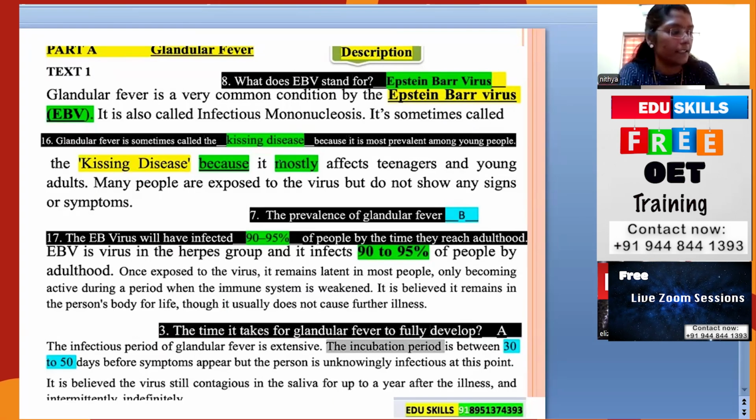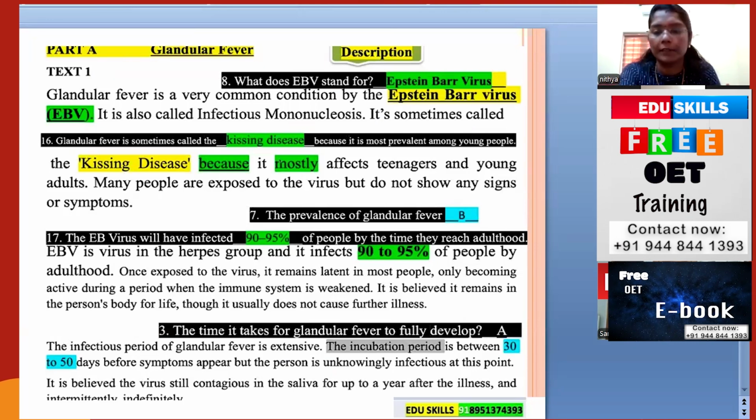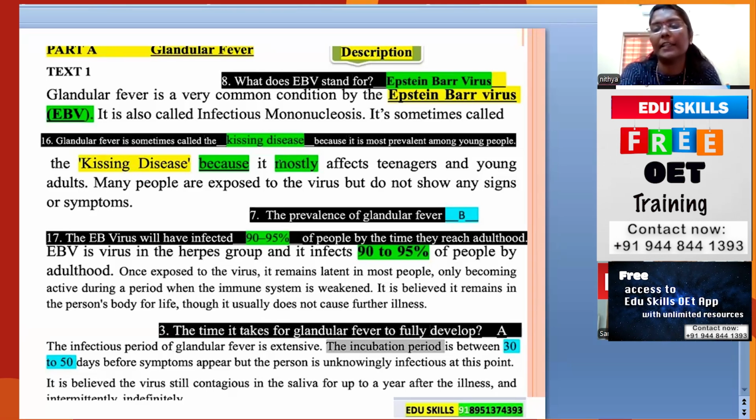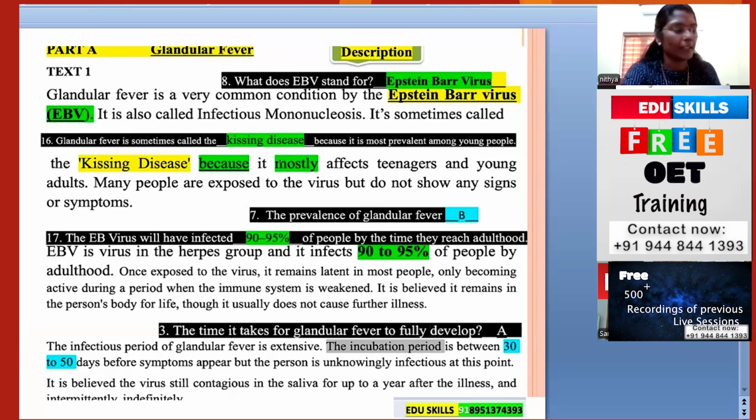Text A, third question. In the time it takes for glandular fever to fully develop, where it says fully develop, the synonymous expression is incubation period. The last portion we can see the incubation period number is 30 to 50 days. We already underlined the 30 to 50; beside that we can see the incubation period. Okay, got it? Yes, sister. Then next question.